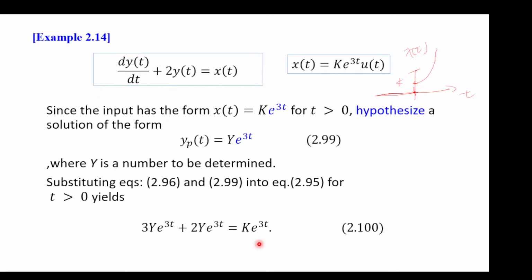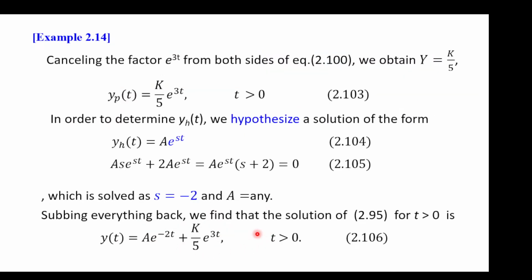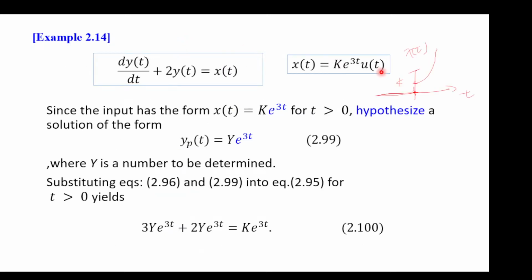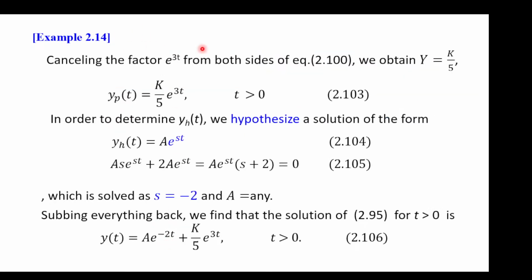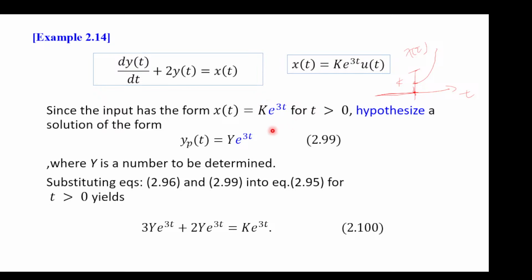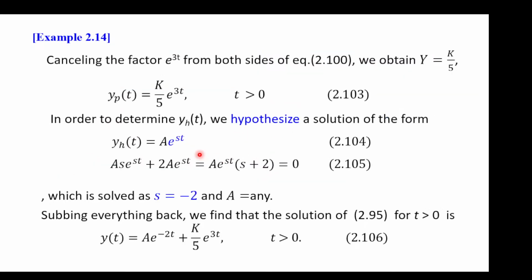Every term has an e to the 3t, so you can just cancel them out. Then you are left with 5Y equal to k. So it's some constant equal to another constant. But Y is some constant we want to determine, so 5Y equal to k, then Y equals k over 5. So we get a particular solution: yp of t equals k over 5 times e to the 3t. This is a particular solution, at least for the t bigger than 0 part. Does everyone understand? We basically just take a guess. We see this exponential, we take a guess, and we get a particular solution.